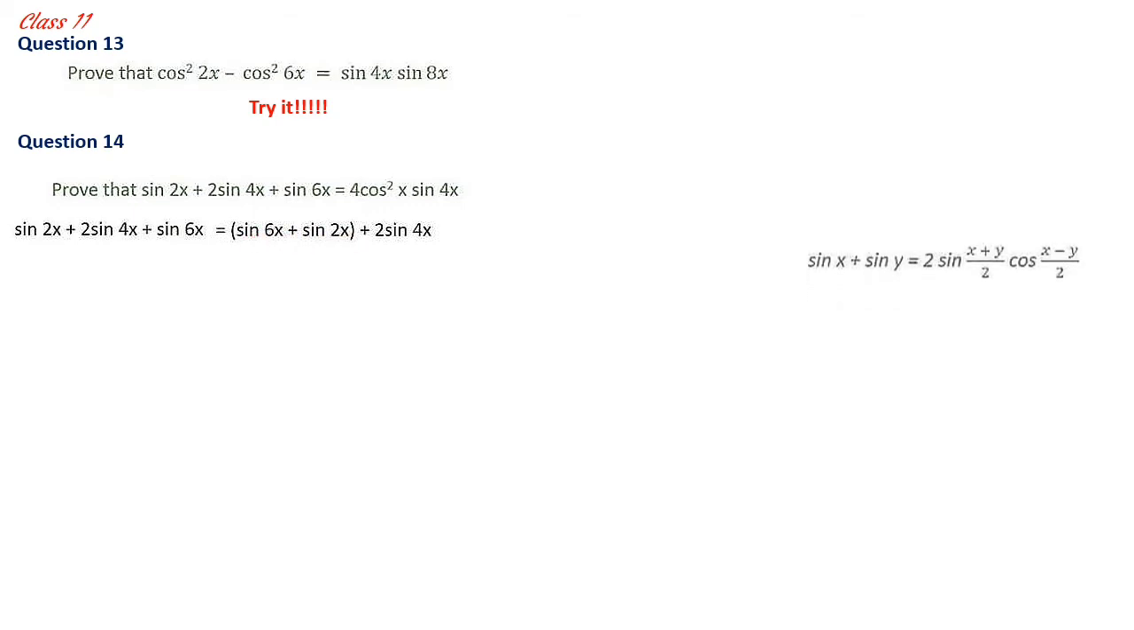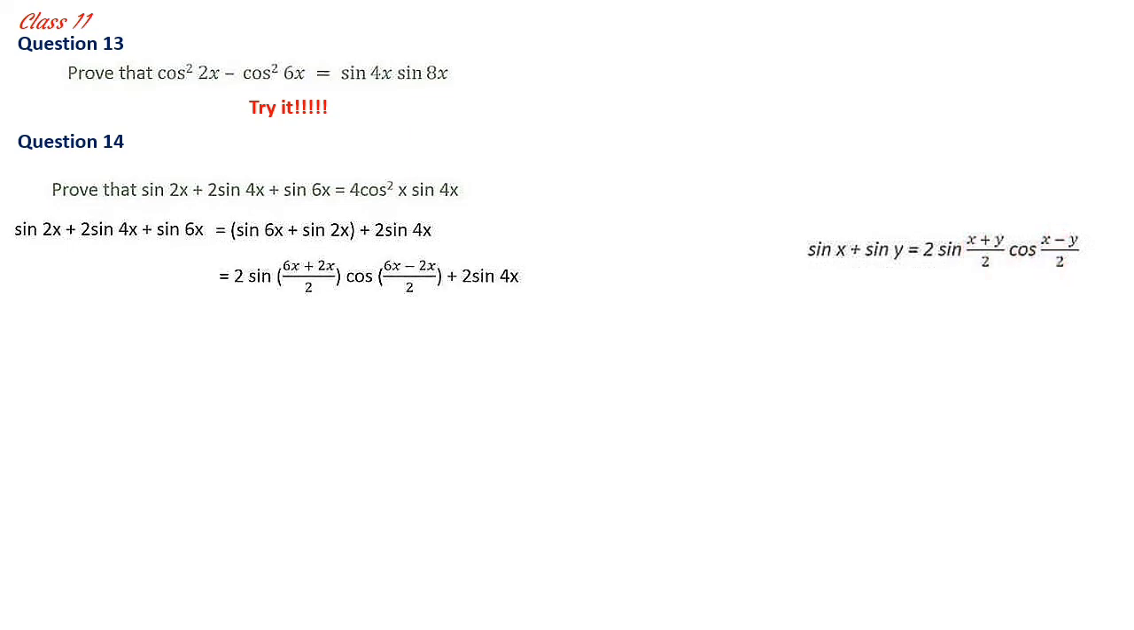So sin x plus sin y is 2 sin (x plus y)/2 cos (x minus y)/2. That means 2 sin of the sum (6x plus 2x)/2, then cos of the difference (6x minus 2x)/2, plus 2 sin 4x. 2 sin (8x/2), cos (4x/2), then this term as it is, plus 2 sin 4x. 2 and 8 we can cancel and write 4. Here 2 and 4 we can cancel and write 2. So 2 sin 4x, then here cos, 2 and 4 cancelling we will be getting 2. So cos 2x plus 2 sin 4x.